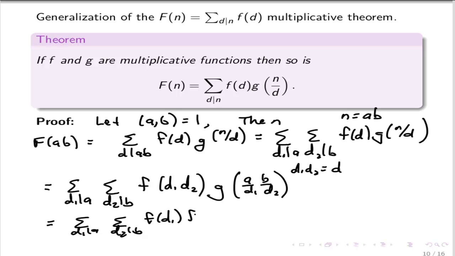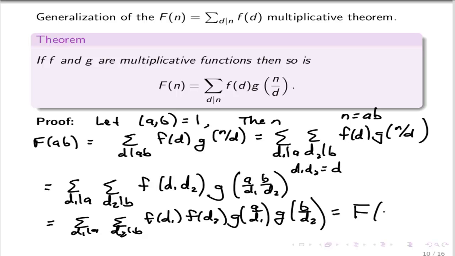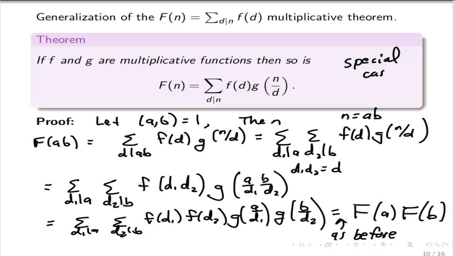F of d1, f of d2, g of a over d1, g of b over d2, and this breaks into a product just like we saw before. So it generalizes what we did, because you could take the little g function to be a function that's identically 1. So a special case is just let g of n be identically 1, and that gives us the theorem we'd already proven.